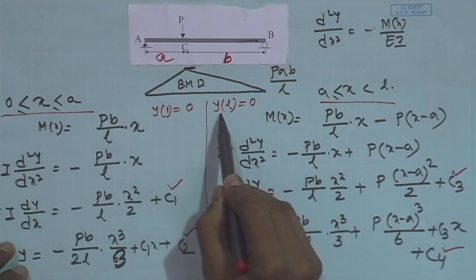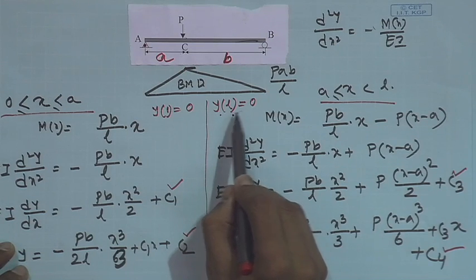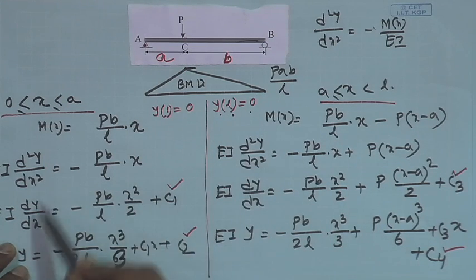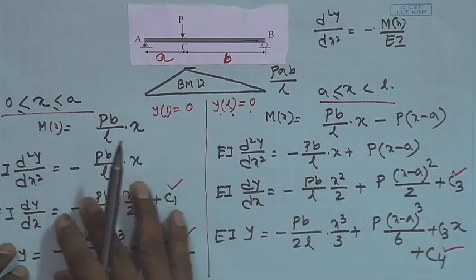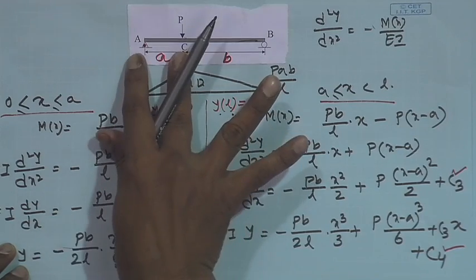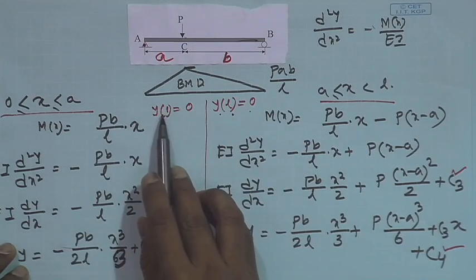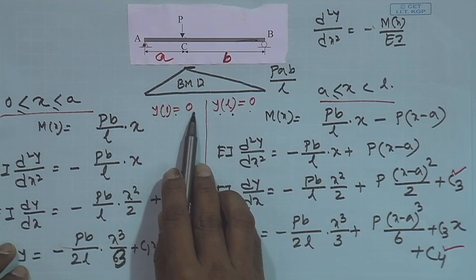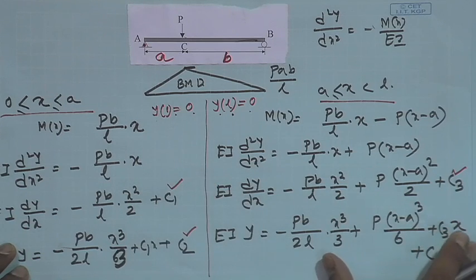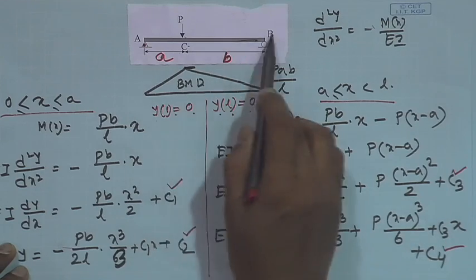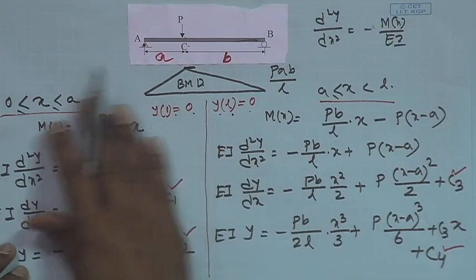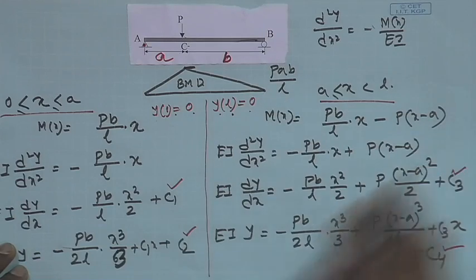Remember, y at L equal to 0 will not be satisfied by this expression, because this expression is only valid between A and C. Similarly, y at x is equal to 0 will not be satisfied in this equation, because this equation is only valid between C and B. So, this boundary condition belongs to this part, and this condition belongs to this part.